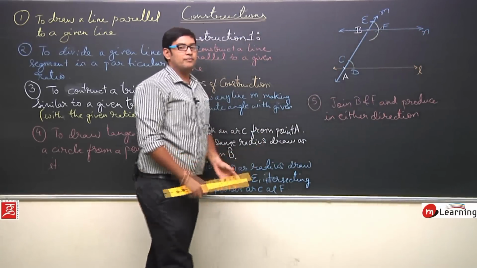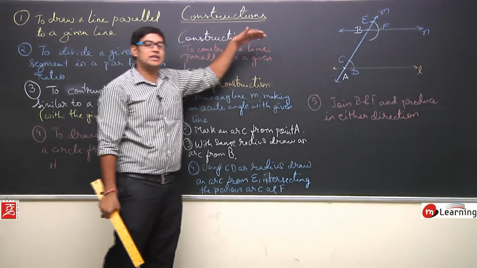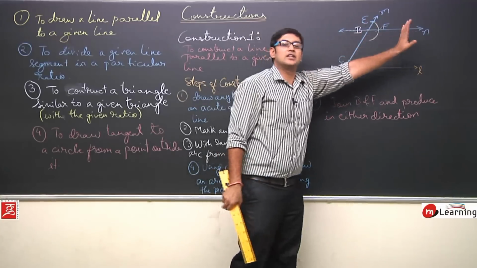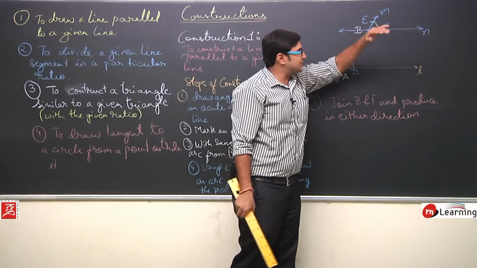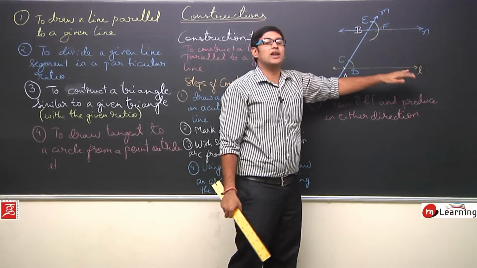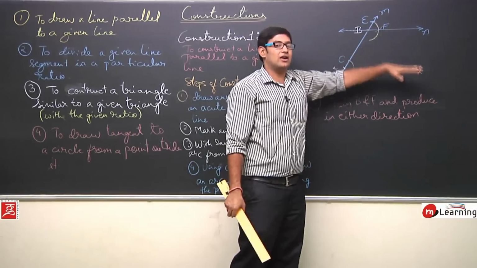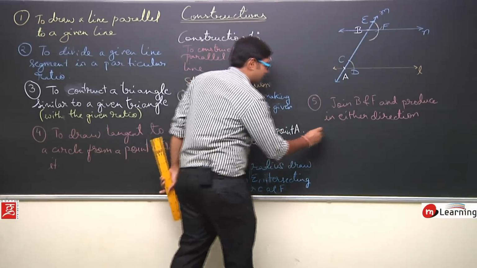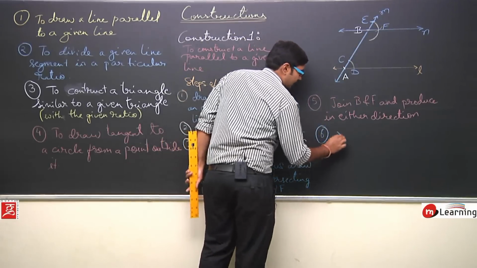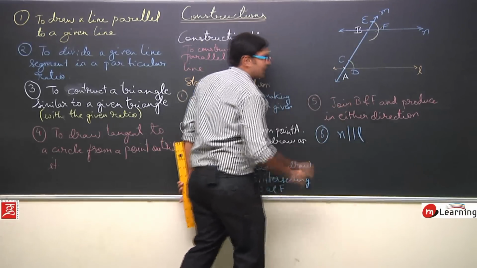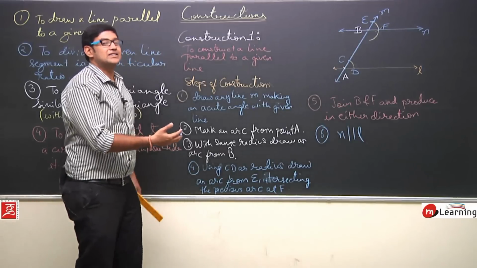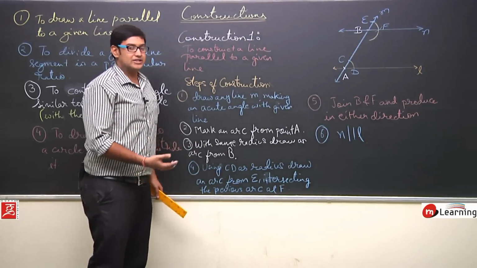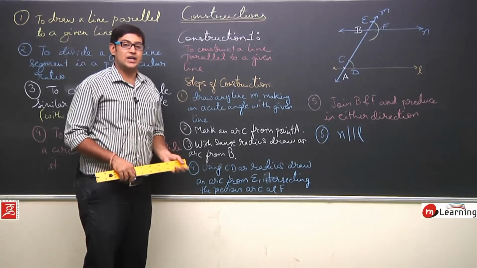The line formed by joining B and F, I call it line N. And you can see this line N is parallel to line L. Line N and line L are exactly parallel to each other, okay? So the sixth step will be N is parallel to L, and this completes the construction. And in this way we have completed the construction.